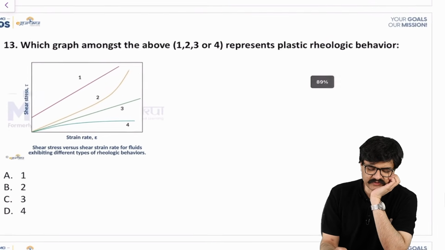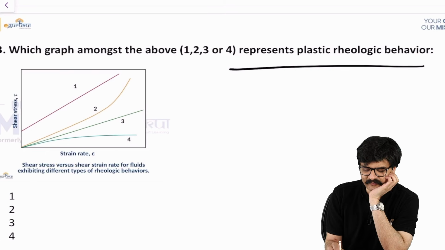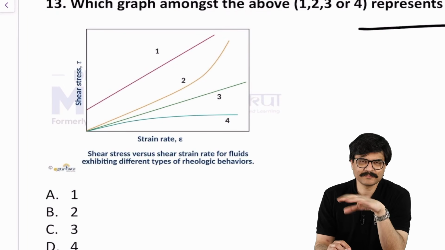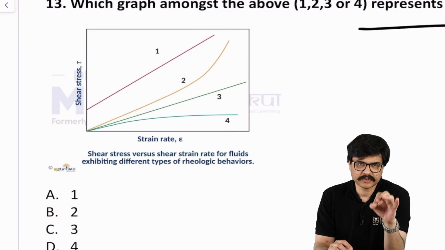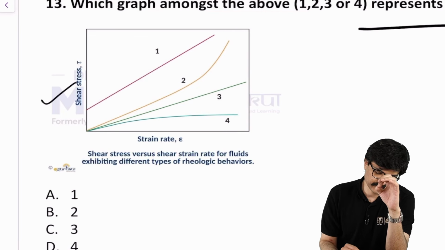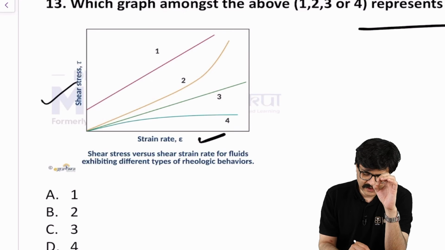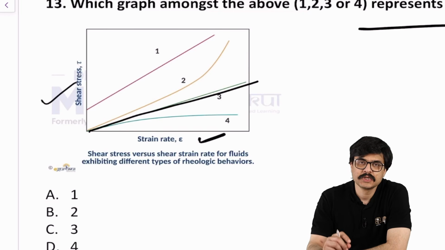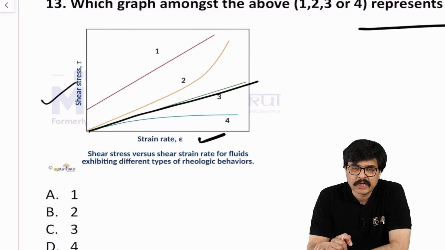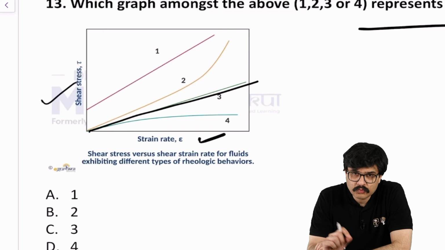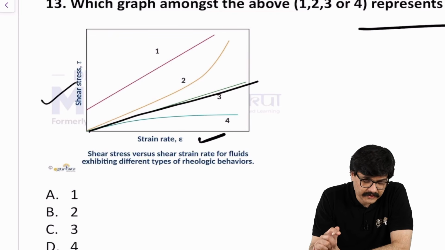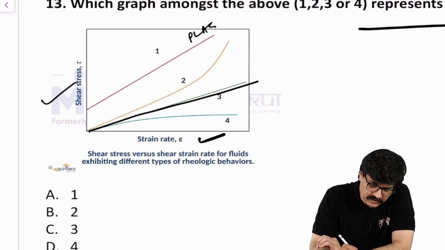Next question, which graph amongst these following represents plastic rheologic behavior? So guys, what is plastic? It behaves exactly like a Newtonian. That means the shear stress versus strain rate curve would be like Newtonian, a straight line, but you would need a certain amount of external pressure or stress to overcome the yield strength of this material. Once that is overcome, then the material starts to behave like an ideal liquid. So that is a plastic or a Bingham kind of behavior.